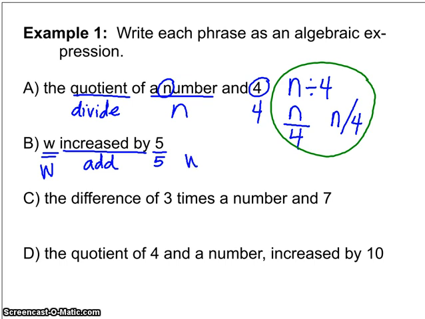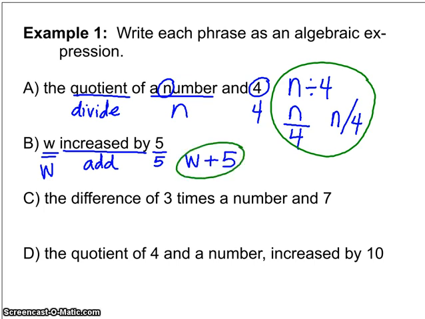So we have W, and then it was increased. A couple things I want you to notice when you read these. Increased by suggests kind of a past tense. So W was there first, and then it was increased by 5. So we're going to add 5 to W.